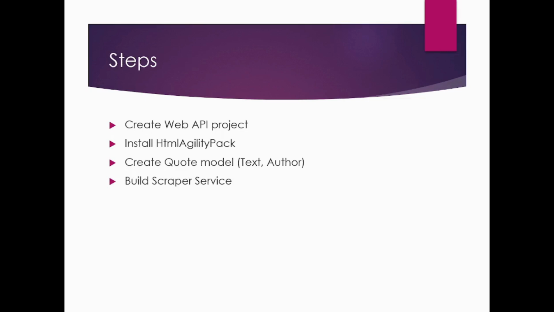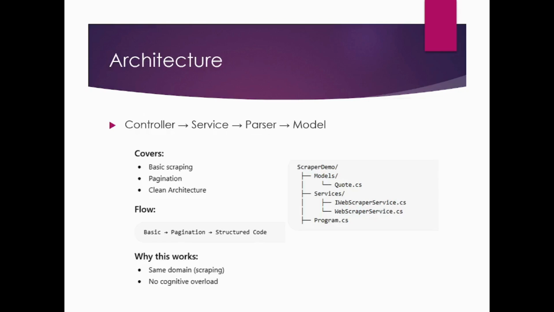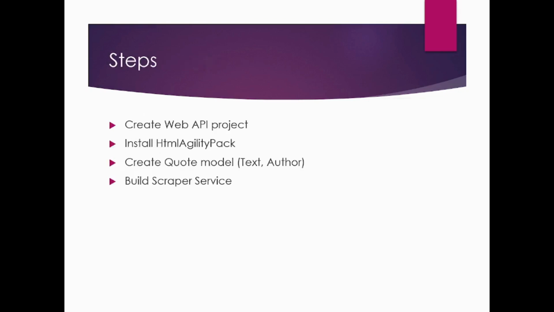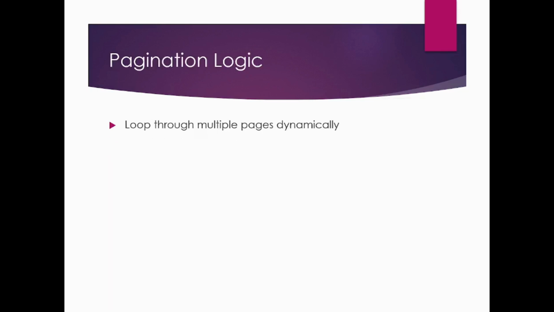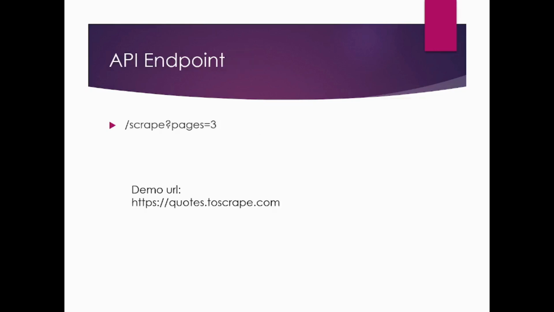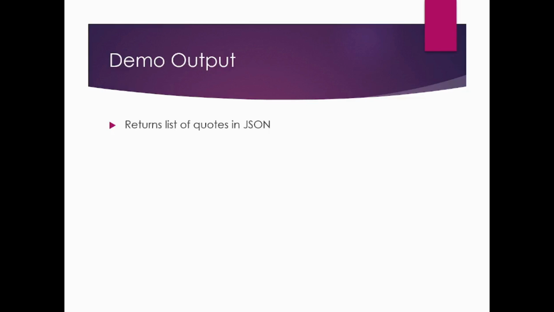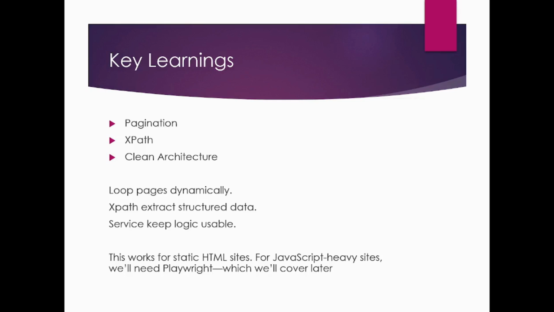So what we will do, we'll actually create a web API project. We will install this. We will show this code model that we have already shown. We have a code model in the Scrapper demo, and we will build a service which will actually call the third party. We'll loop through the pages that we have said. We are showing the pagination, and we can change the page number and we can get the output. So it will give you a list of output and key learnings.